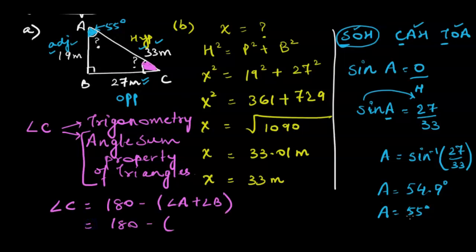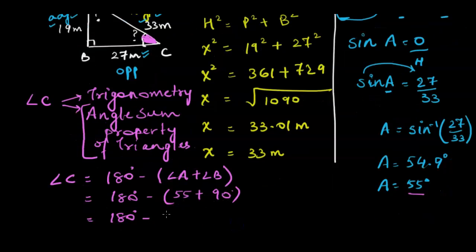Angle A we have got is 55 degrees. B we know is 90 degrees. 90 plus 55 is 145 degrees. So 180 minus 145 degrees would give us 35 degrees. Therefore, this angle C is 35 degrees.